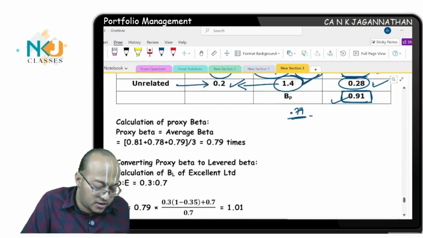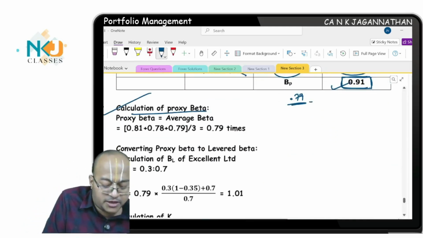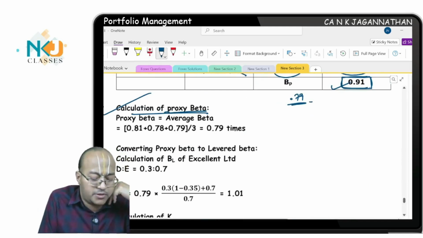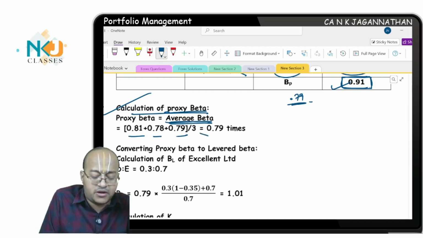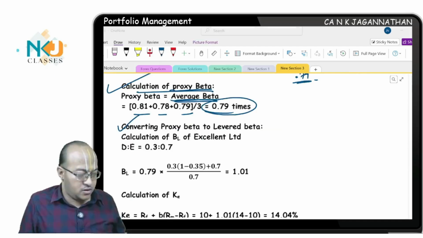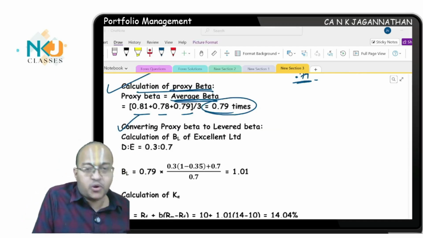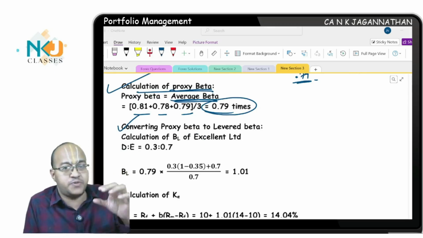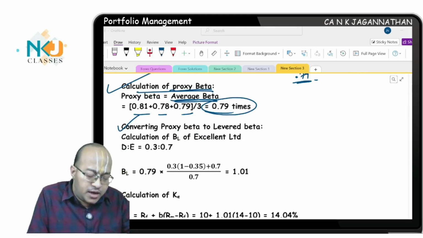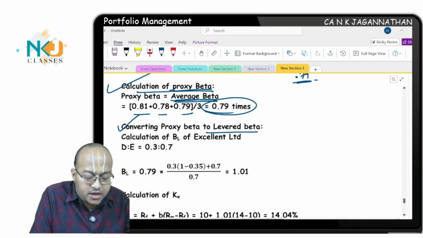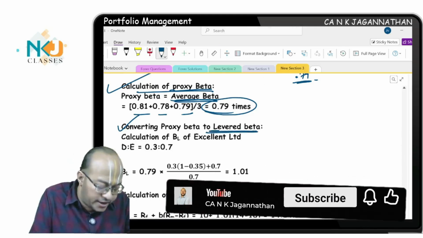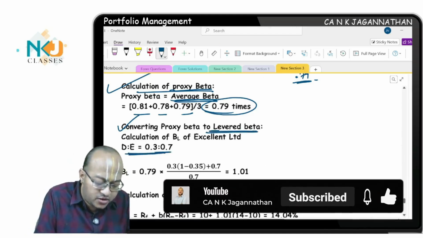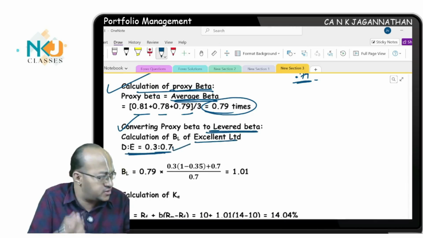Are you all understanding? This is the given calculation of proxy beta. Now you have 3 unlevered betas. Proxy beta is equal to the average beta: 0.81, 0.78, 0.79 divided by 3. Simple average you took, 0.79. Now we need to convert the proxy beta to levered beta, which means this average unlevered beta you need to lever using your own debt equity ratio, that is 30:70. Excellent Limited's debt equity ratio is 30:70.